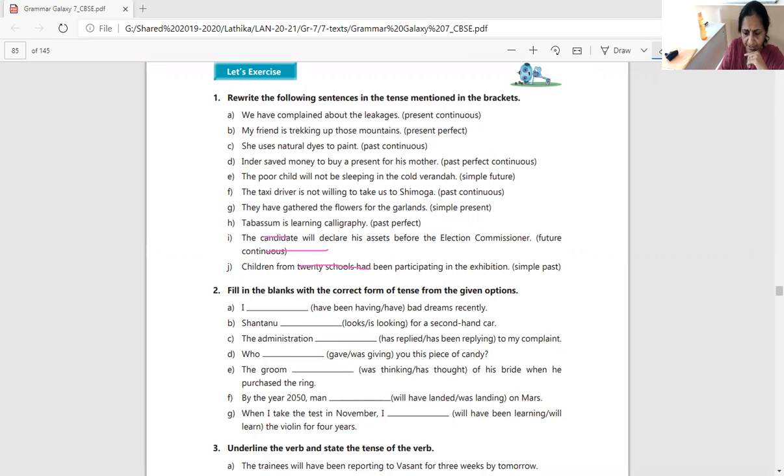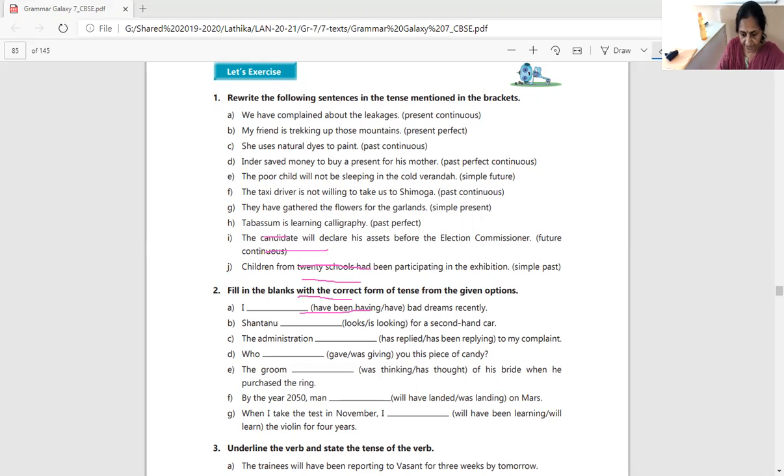Future tense has to be changed to simple future continuous. Okay, so will not sleep. Future, and it was negative also. Will not sleep in the cool veranda. The driver is not willing. So again it is present continuous. Have to put it to past continuous. Was not willing, because it is to be formed with was plus ing.